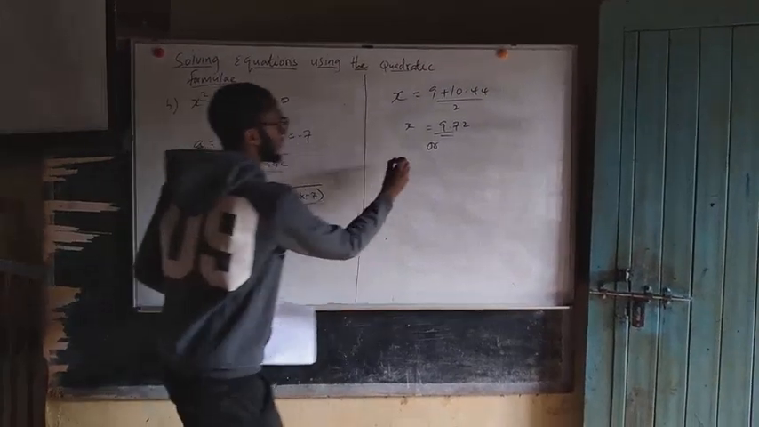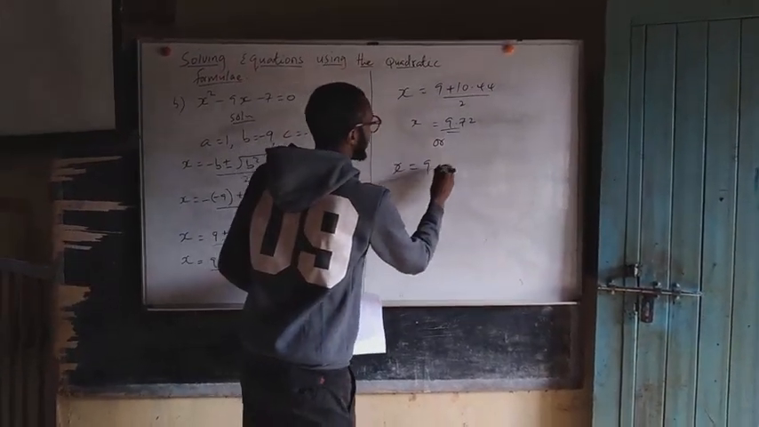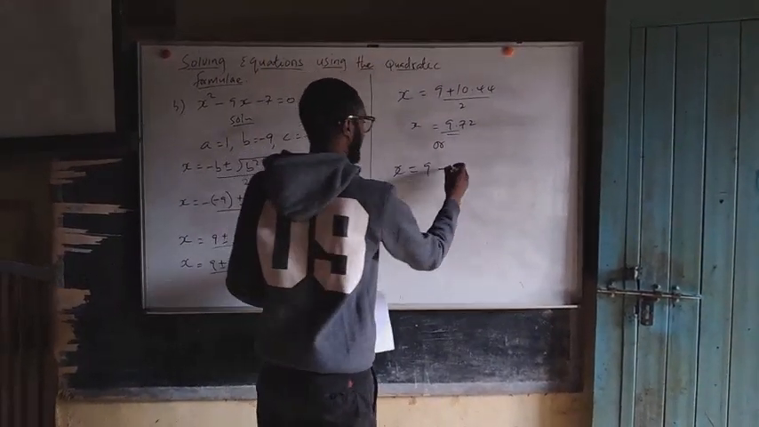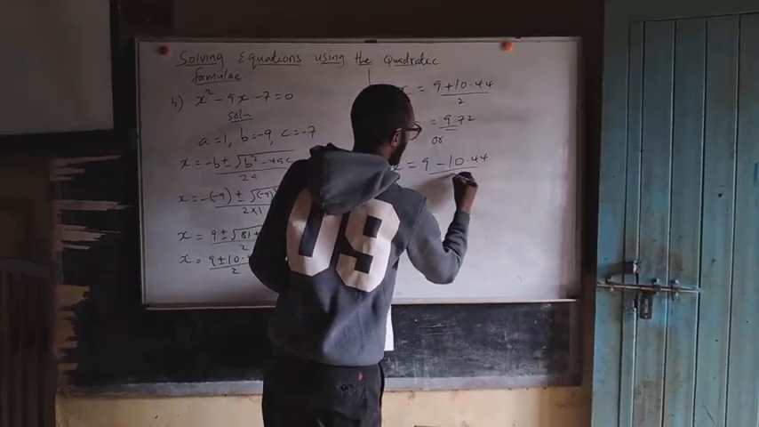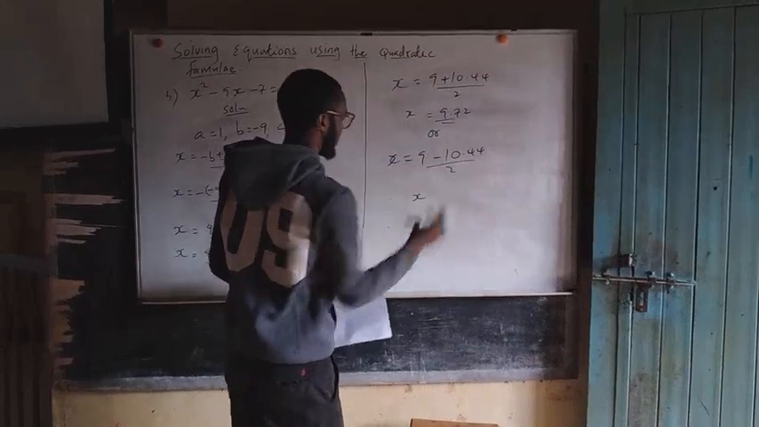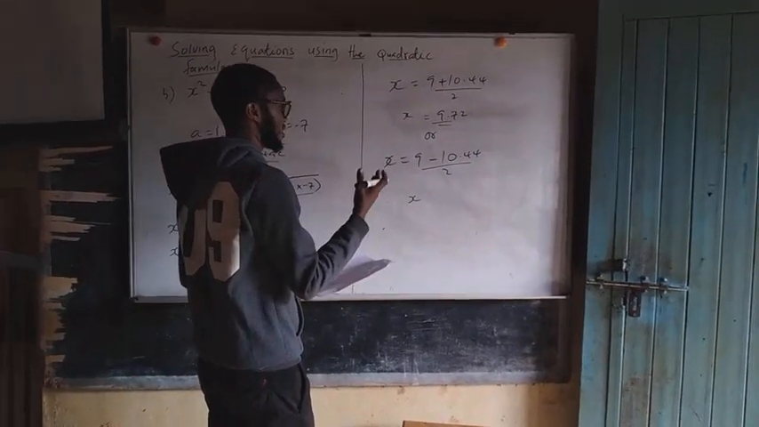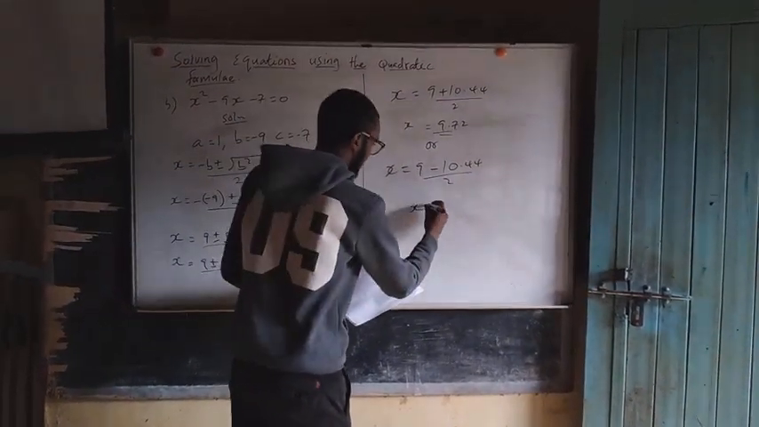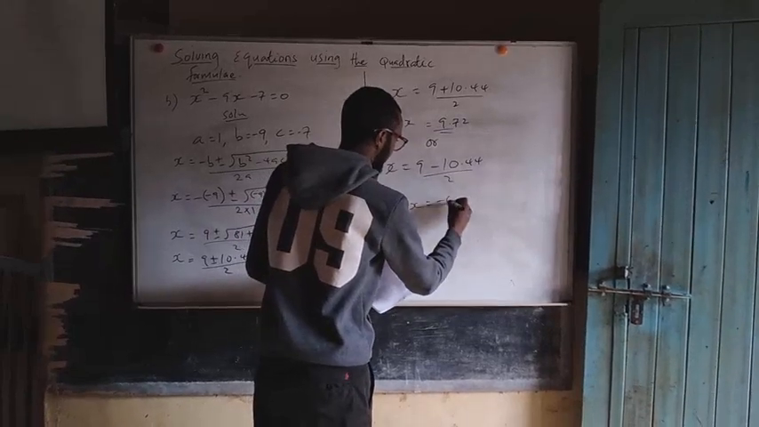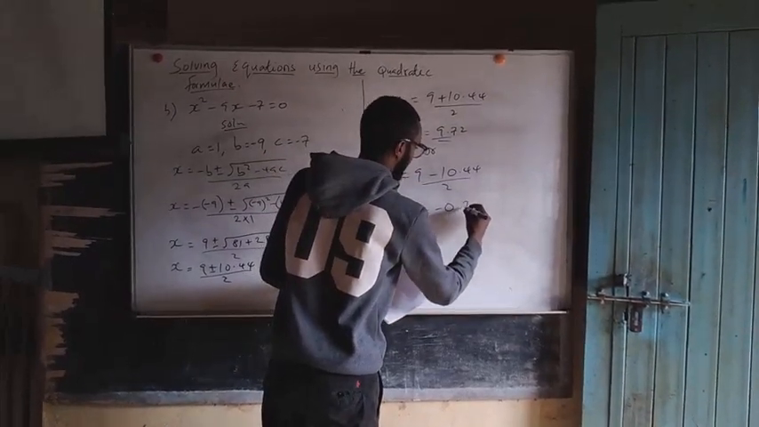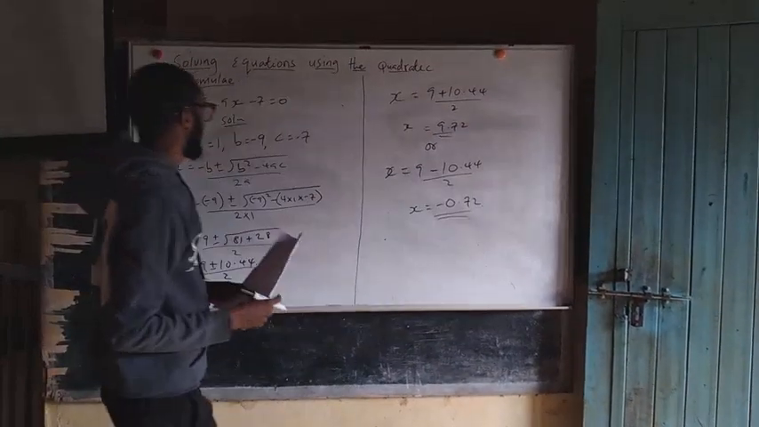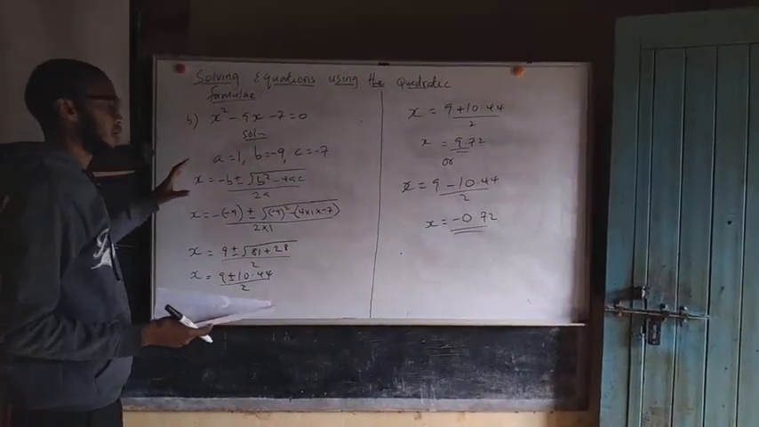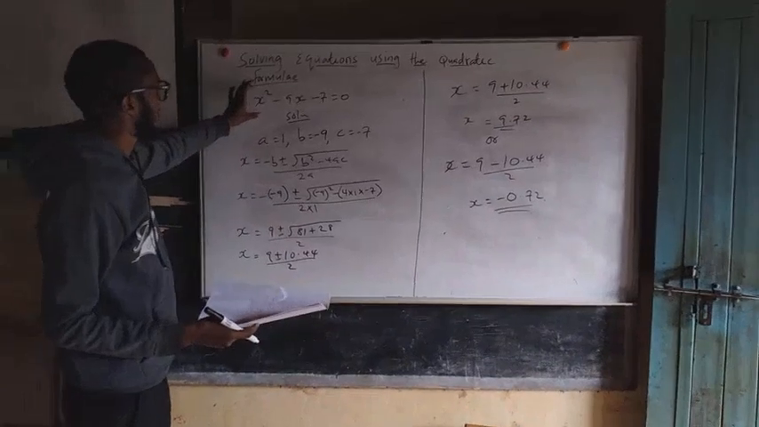Now we move to this one with the negative. So x is equal to 9 minus 10.44 divided by 2. And then you do the subtraction there, and the answer you get divided by 2, you end up getting negative 0.72.